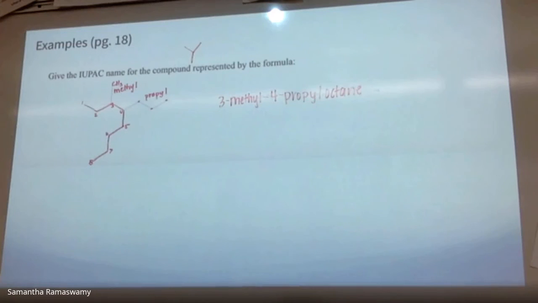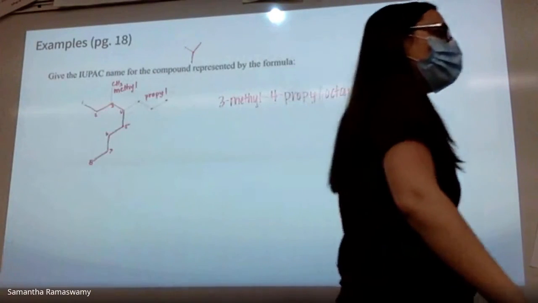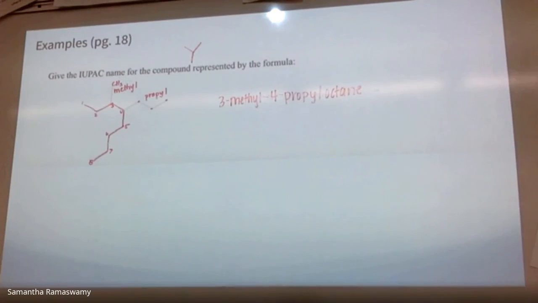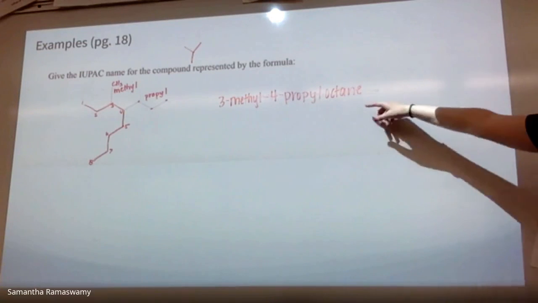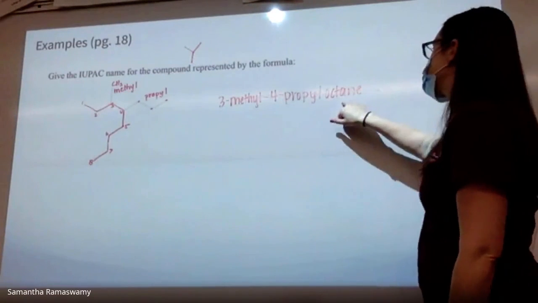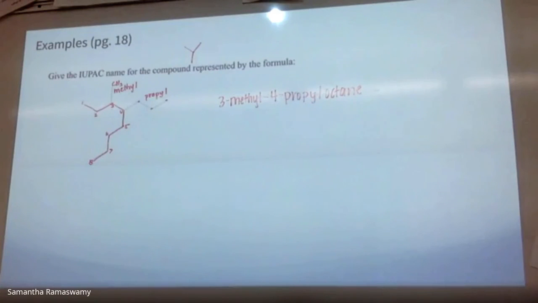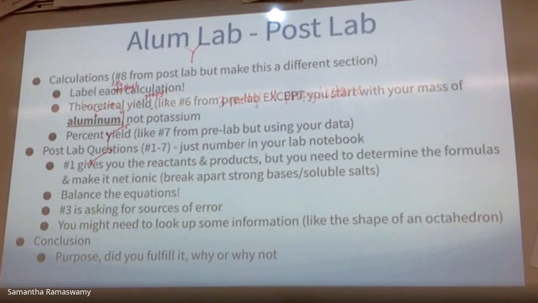So it's just kind of finding the longest chain, kind of problem solving to figure out which way you should start numbering. And then finding the substituents. These are all going to be alkanes. They're all single bonded, so it should always end in ANE. If there was 1 double bond, this would end in ENE. And if there was a triple bond, it would end in YNE.